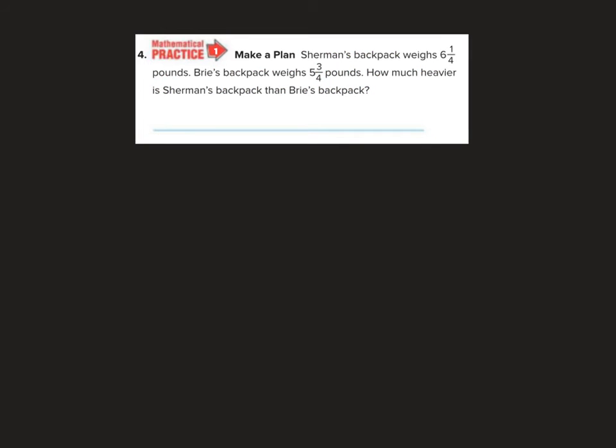All right. Make a plan. Sherman's backpack weighs 6 1/4 pounds. Bree's backpack weighs 5 3/4 pounds. How much heavier? Okay, we know we're going to be subtracting, right? So what am I going to subtract? Which one am I going to subtract from the other one? I'm going to look at the whole number. 6 is bigger than 5, so I'm going to take 6 minus 5 and then throw in my fractions there.